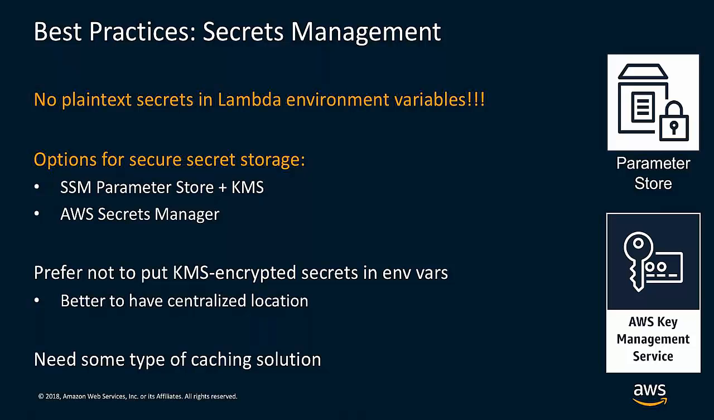I have a note here saying I actually prefer not to put even KMS-encrypted secrets in Lambda environment variables. That's not because it's necessarily a security risk, but it's better to have them in a centralized location. If you need to revoke or update a secret in some way, it's better not to have to touch every single Lambda function individually. Let everybody pull that change at once. Of course, if you're going to do that, you probably at some point will need some kind of caching solution so your Lambda function is not constantly reaching out to a remote service to fetch parameters. So you put those into global space and then have a try catch where it would update that value if needed. Chris, any other best practices there?